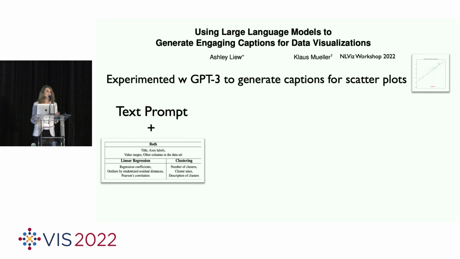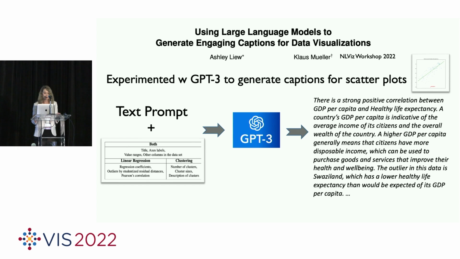So they created input, which is a combination of a text prompt and some metadata about the scatter plot, fed it into GPT-3, and got these long explanations like there's a strong positive correlation between GDP per capita and healthy life expectancy. A country's GDP per capita is indicative of the average income of citizens, and so on. It talks about the outlier. And they did a small usability study and found that people preferred these wordy things over the short scientific explanation. So it's just a small study, but it does show the potential.